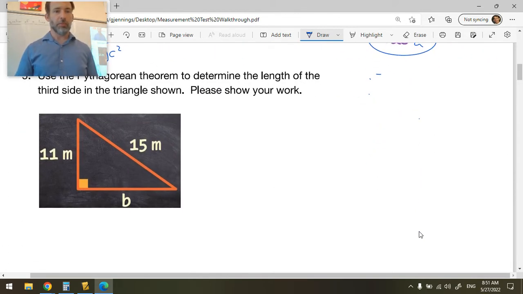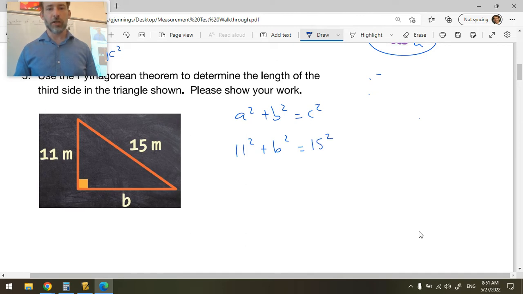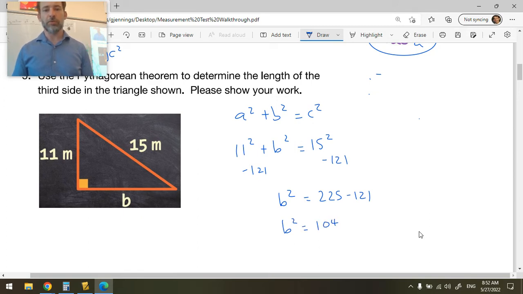Now here, many people were able to give me the correct answer by setting this up as A squared plus B squared equals C squared. And then they know to put in 11 squared here for A, or for B, doesn't matter. And then to put in 15 squared for the other side. And then by subtracting 121 from both sides, they're able to get B squared, because 11 squared is 121. So I subtract that from both sides. 15 squared is 225 minus 121. And then you get B squared is equal to 104. And then we can very easily estimate that B must be between 10 and 11.